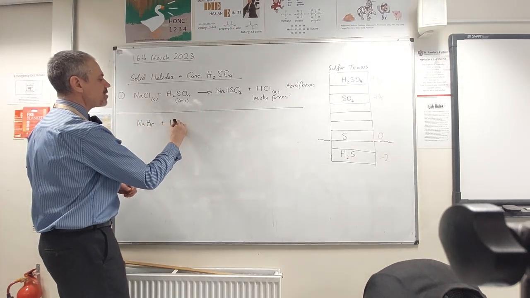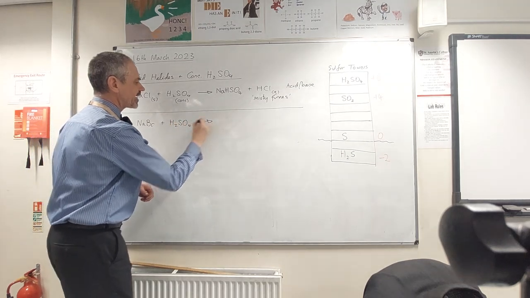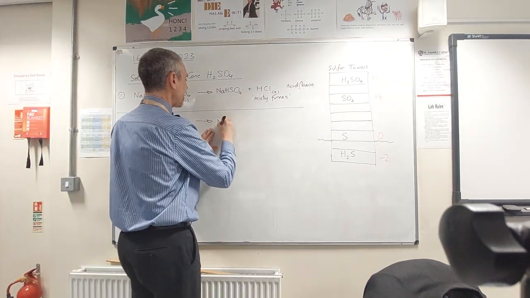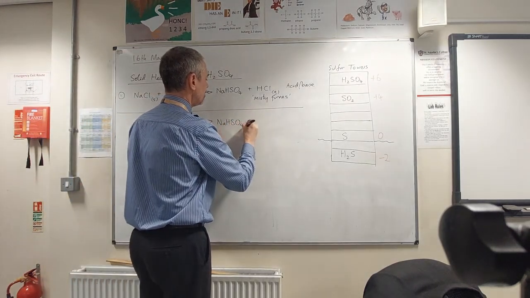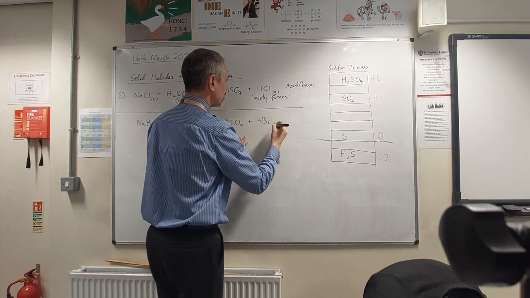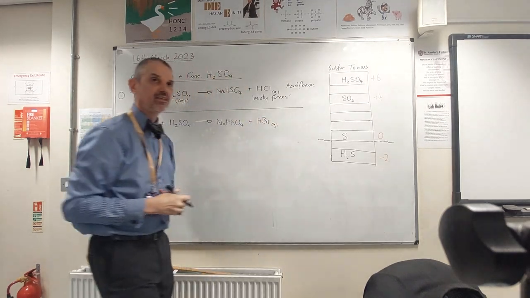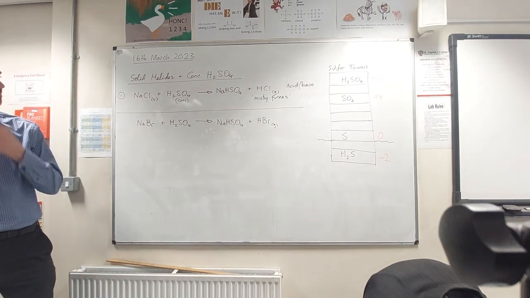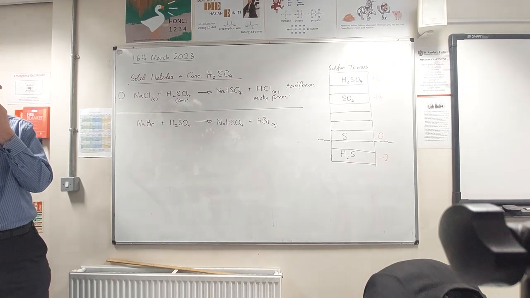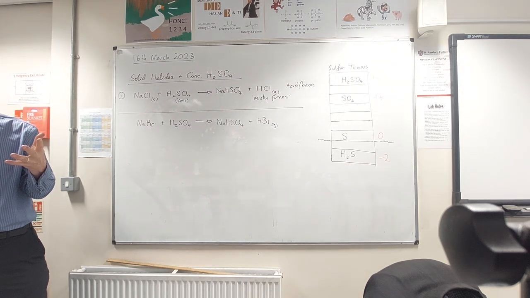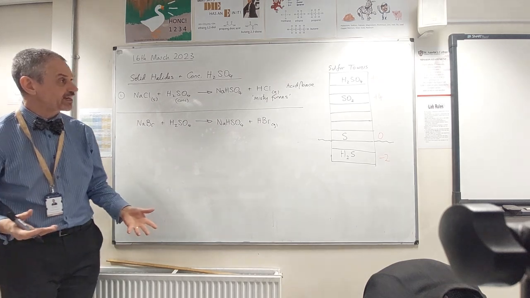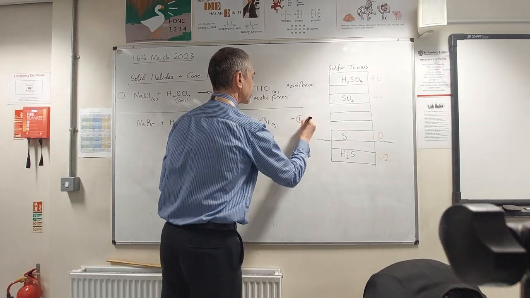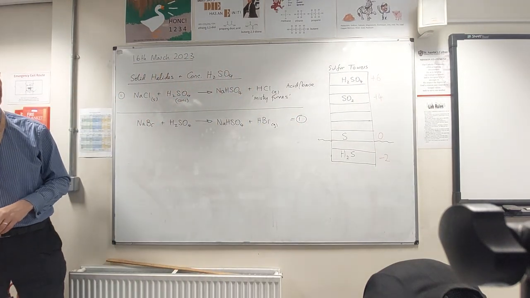And I'm going to move on to sodium bromide. So when sodium bromide reacts with sulfuric acid, it can do exactly the same thing. We can make the NaHSO4 and the HBr, which would come off as a gas and which would probably be more misty fumes. Hydrogen bromide and hydrogen chloride are very similar. Again, that's not a redox reaction, it's an acid-base reaction, and it's exactly the same as the first one, so I'm just going to say that's like reaction one there.